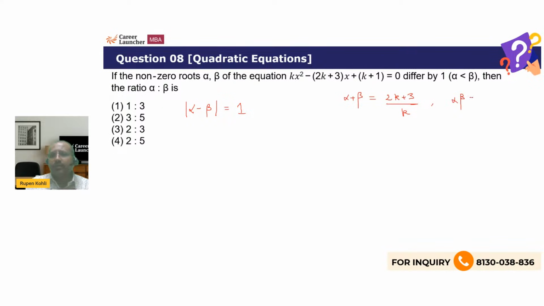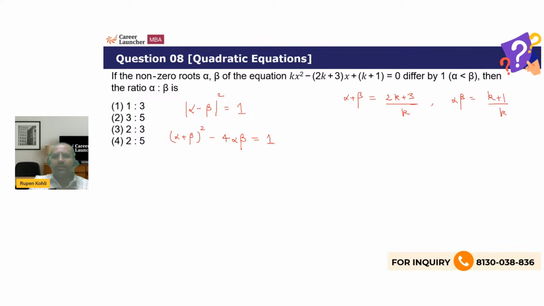And what is alpha into beta? K plus 1 by k. So now alpha minus beta, so squaring both sides, alpha minus beta whole square is also 1, right? So alpha minus beta whole square you can write as, क्योंकि आपको alpha plus beta और alpha into beta पता है, तो alpha plus beta whole square होता है alpha square plus beta square plus 2 alpha beta. But actually there is, on expanding alpha minus beta whole square, you have minus 2 alpha beta. So can I say I need to subtract 4 alpha beta so that the balance is maintained, right? Alpha minus beta whole square equals alpha plus beta whole square minus 4 alpha beta.